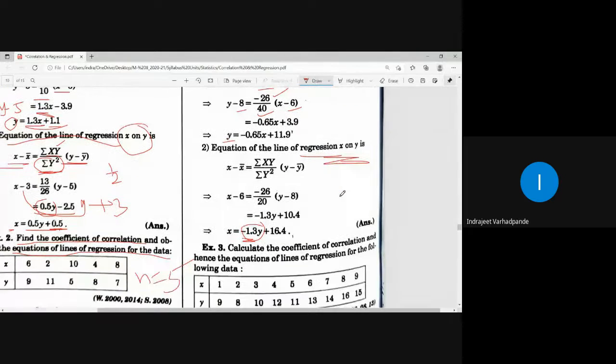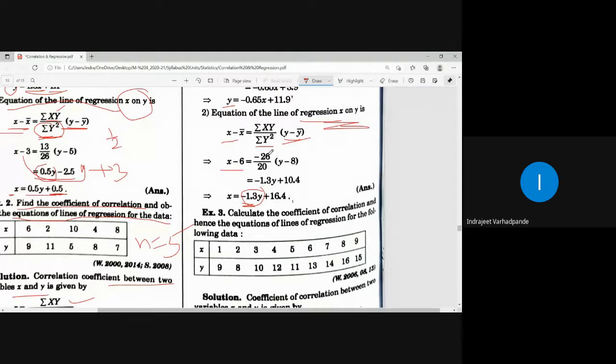So second line of regression, what we are asked to calculate is equation of line of regression x on y given by x minus x bar is equal to summation xy upon summation y square multiplied by y minus y bar. All the values are known to you, so we substitute x minus 6 is equal to minus 26 upon 20 into y minus 8. So this is how we try to find out the value as x is equal to minus 1.3y plus 16.4. So that is how we calculate the correlation coefficient and simultaneously the regression lines or lines of regression categorized as y on x and x on y.